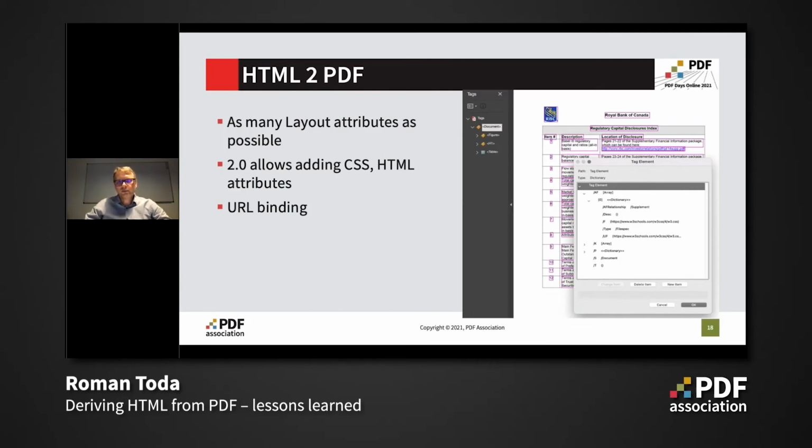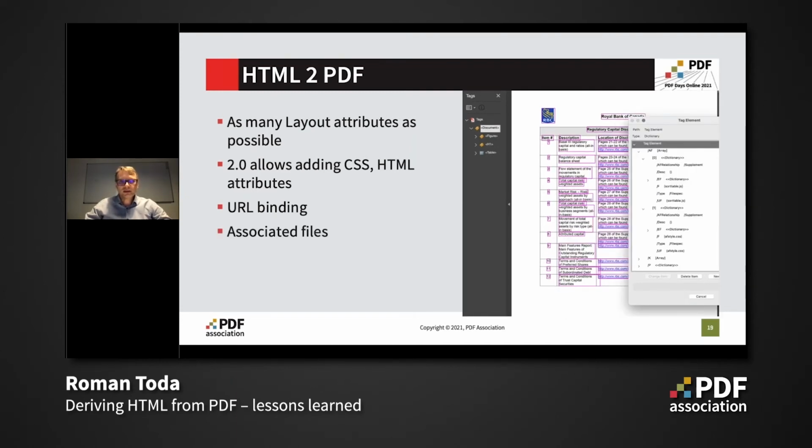For a developer, there is a much easier way to embed styles with the use of associated files. One way of doing it is through URL binding, shown on a screenshot. The other way is to use embedded files, where the whole CSS style sheet is inside of the PDF, and during the derivation is saved into a separate CSS file next to the HTML.